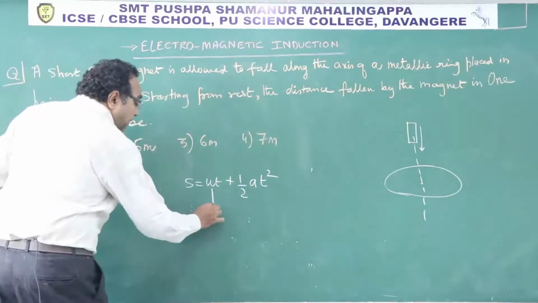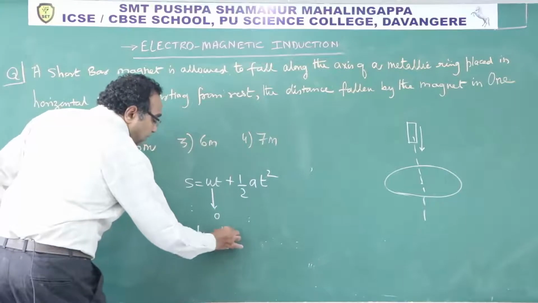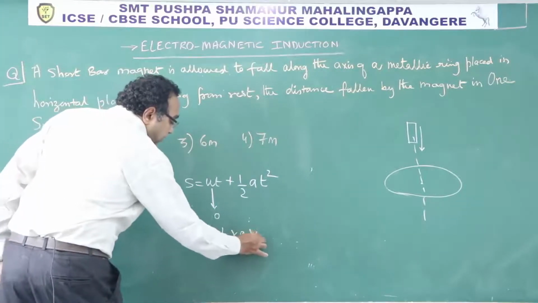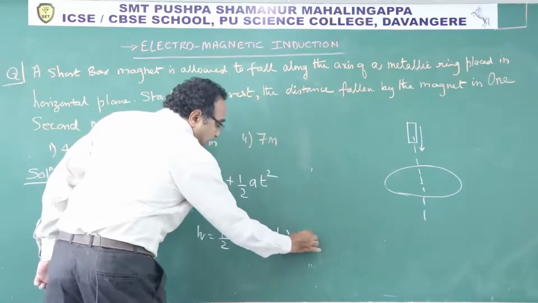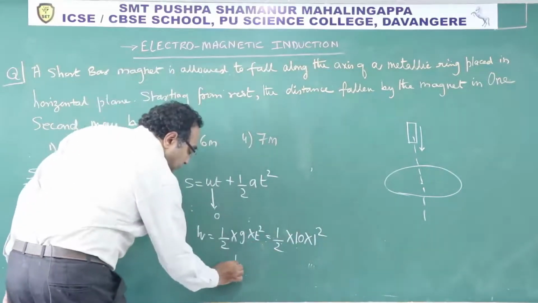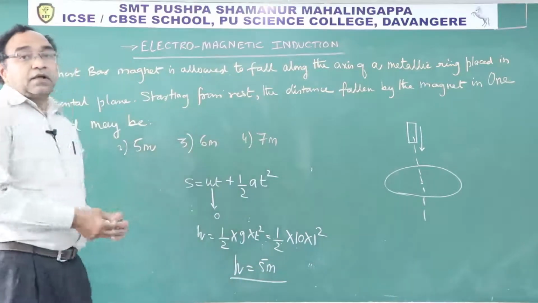It is starting from rest, so u is 0. Therefore we can say h is equal to half g t square. So that is half. Let us say g is 10 and this is 1 square. So the height it will fall is 5 meter. This is not the answer.